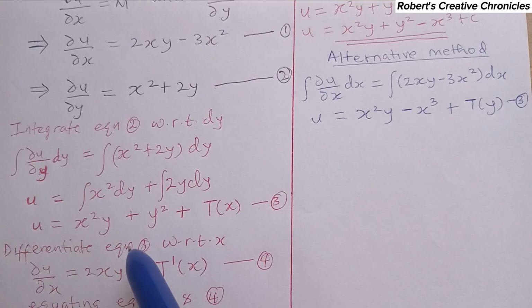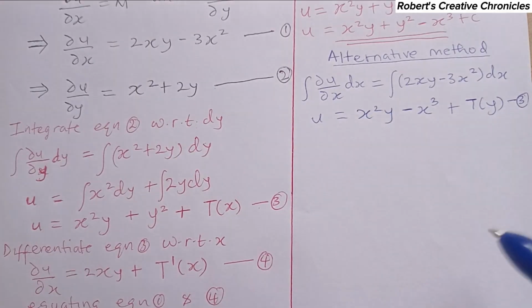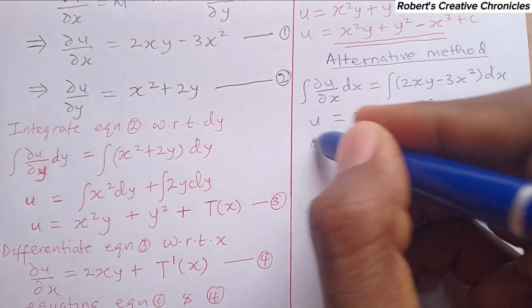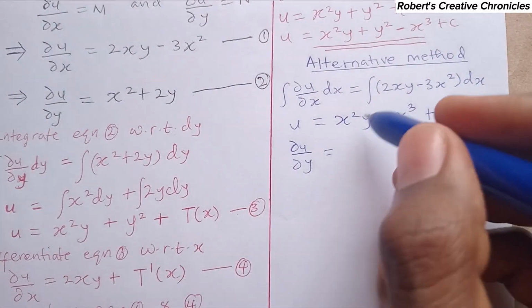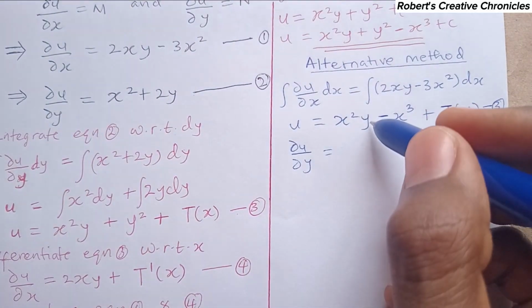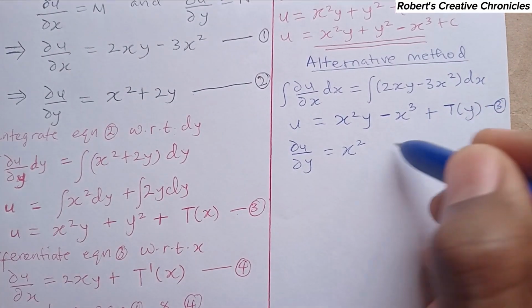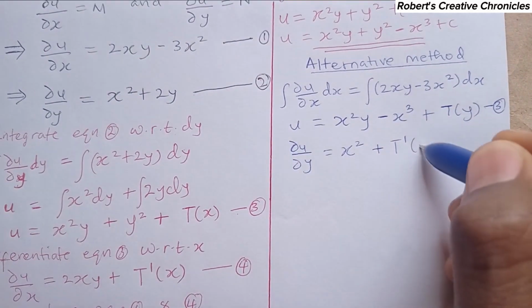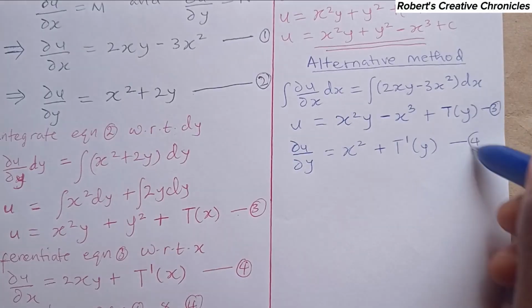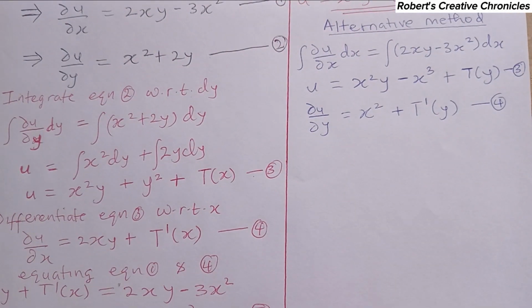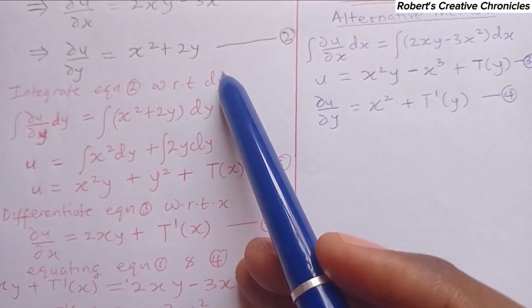Here we differentiated equation 3 with respect to x. Now we are going to differentiate this one with respect to y. So du over dy equals, we differentiate y here, it will be x squared, here will be 0, plus t prime y to show the first derivative. So now this one will be equation 4. Now we are going to equate equation 4 to equation 2.